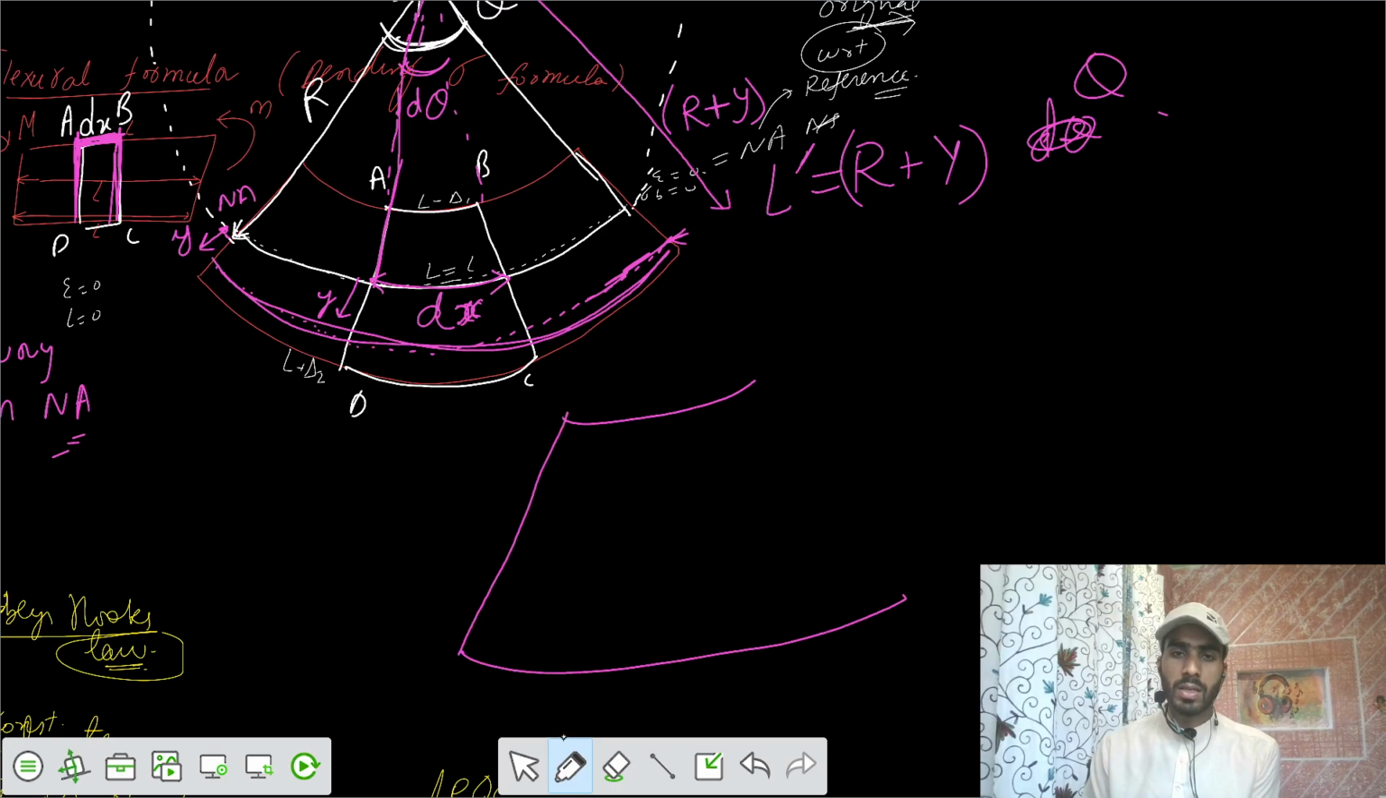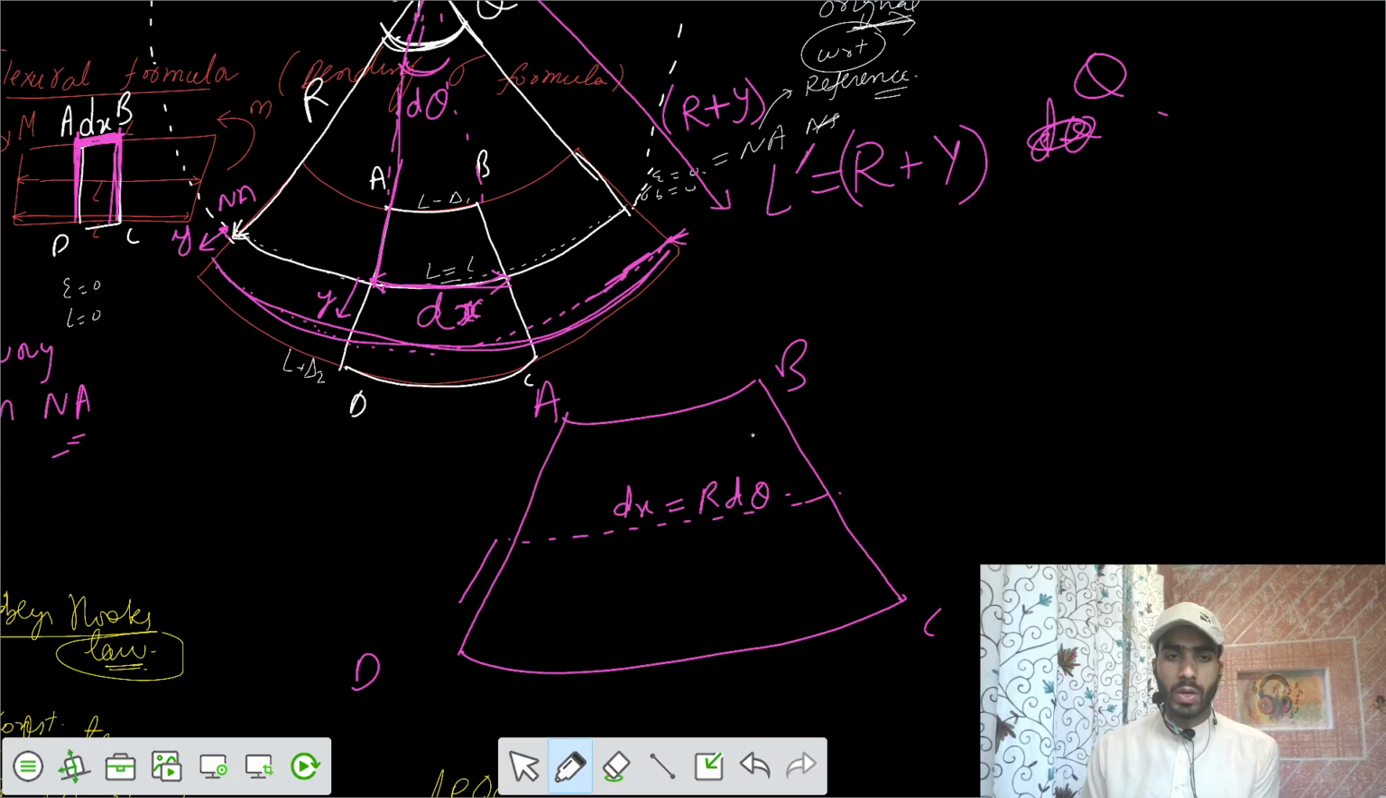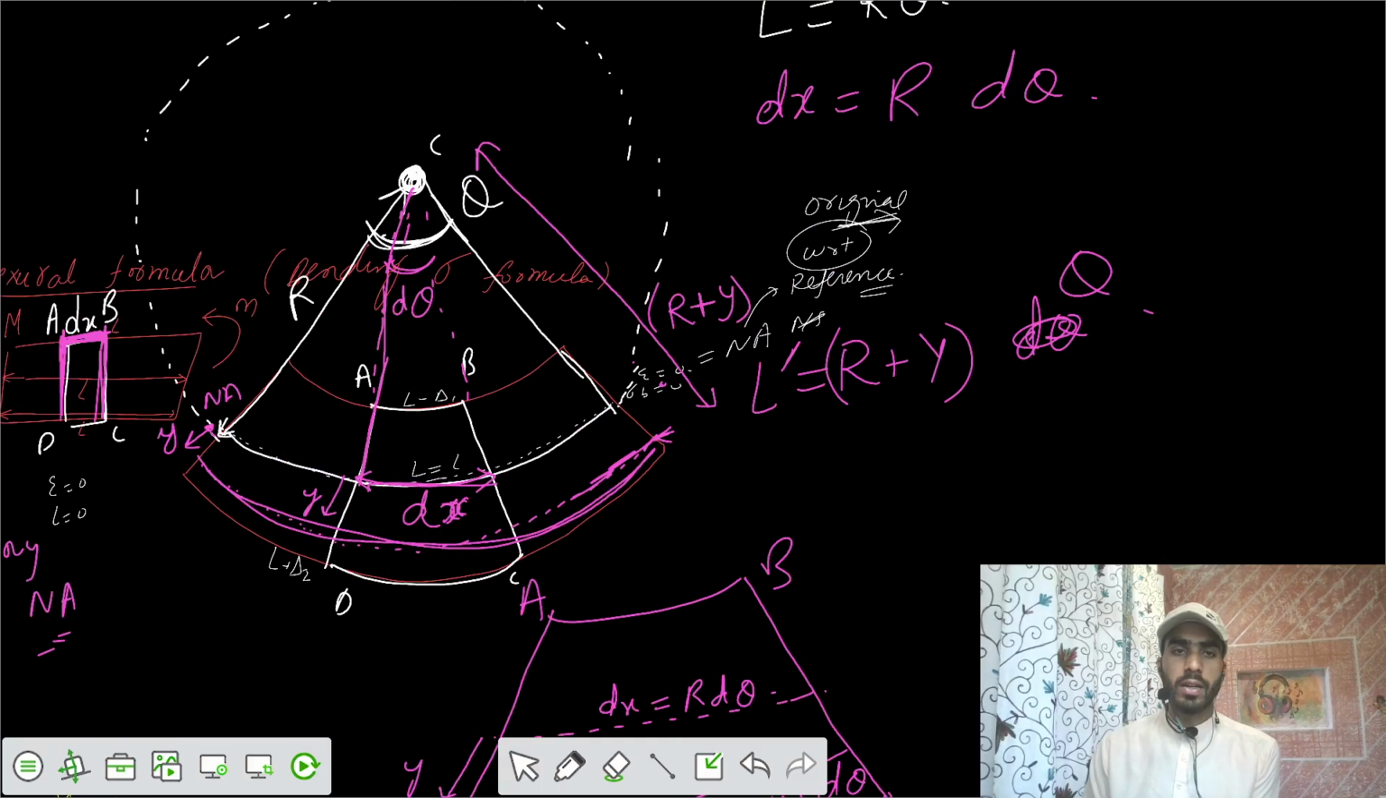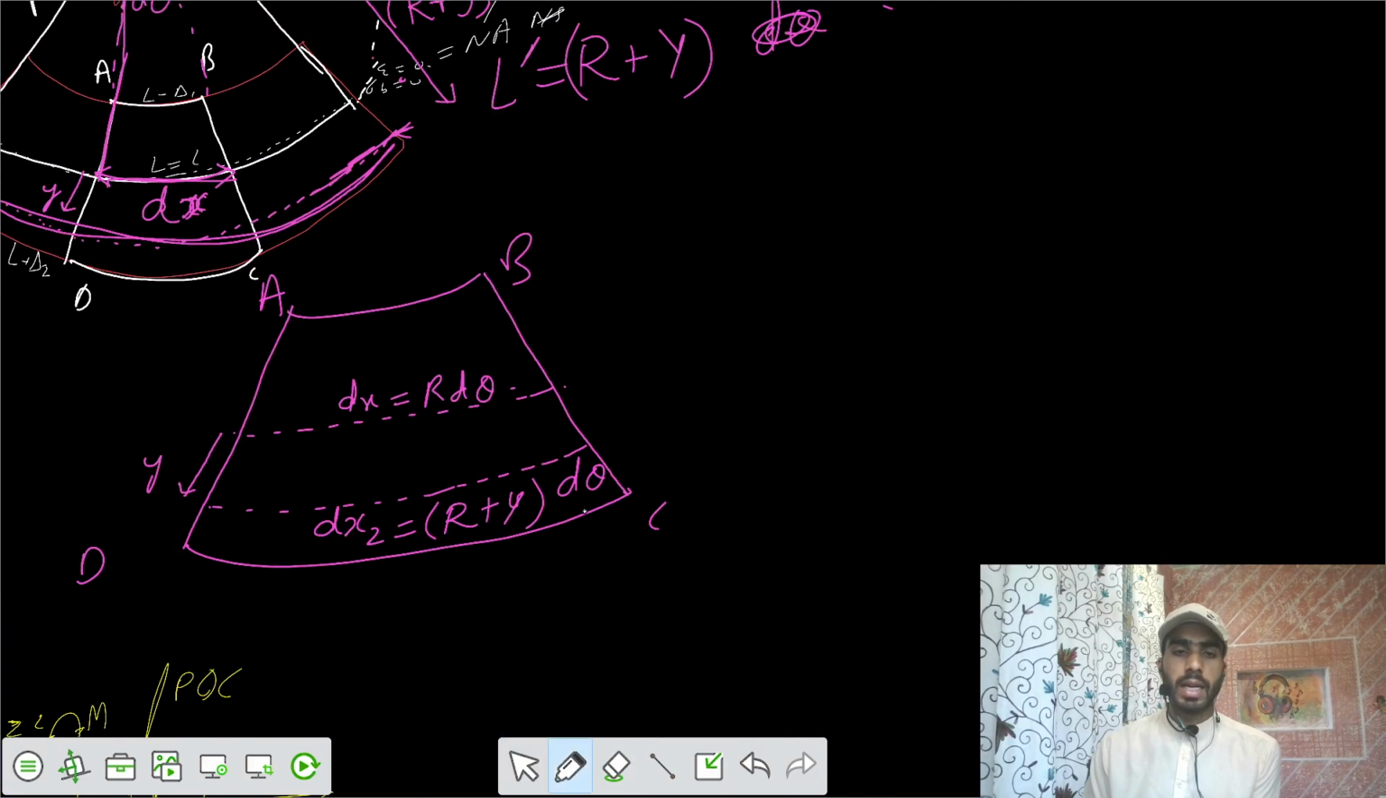This was your differential element. This was point A, B, C, D. Then we have the neutral axis. So the length here was dx. So dx equals r d theta, and we go to a point y from the neutral axis, such that the length here is dx2, that equals (r plus y) d theta. From the circle we have some center, so we say that length is dx2.